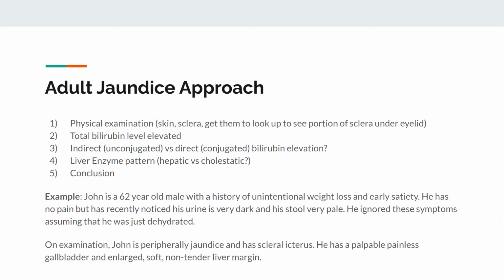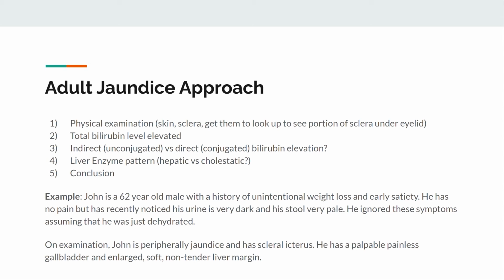Then look at their bloods. Firstly, you'll notice that the total bilirubin is elevated. Then you'll differentiate it based on, is it the indirect or direct bilirubin that's higher? Then look at the liver enzymes to suggest whether it's a problem in the liver or if it's drainage of bile that's the problem, and then make a conclusion. So let's look at an example.